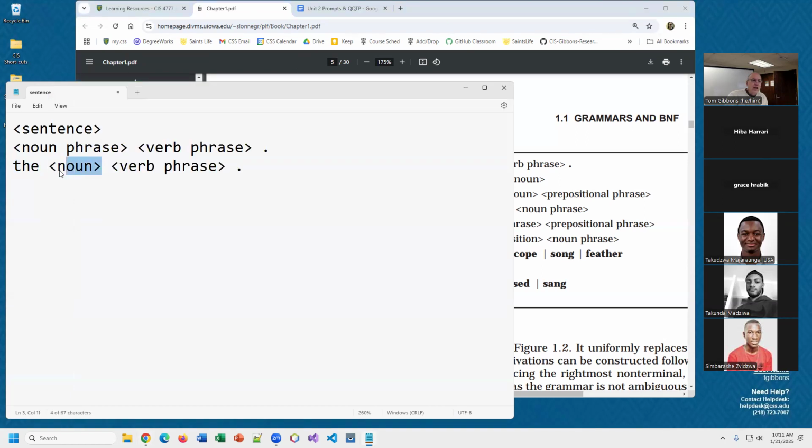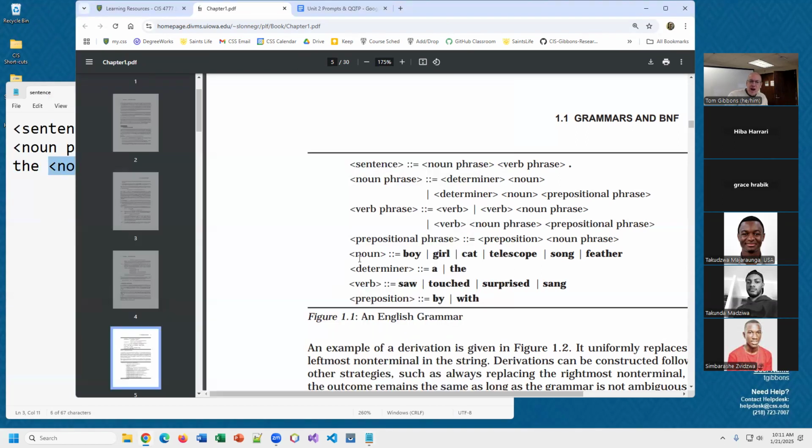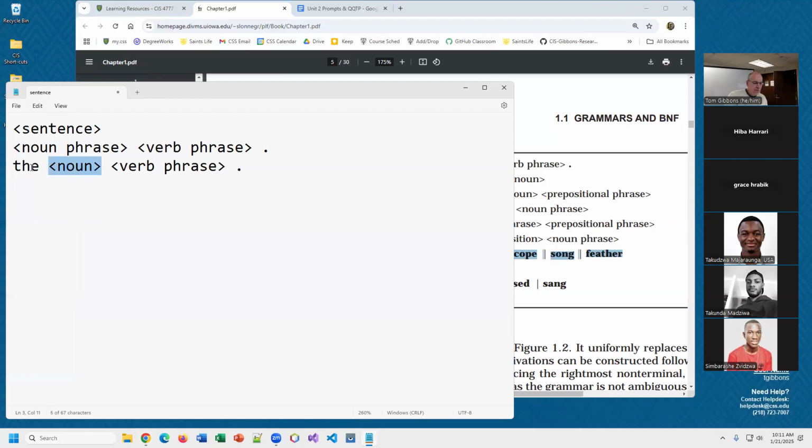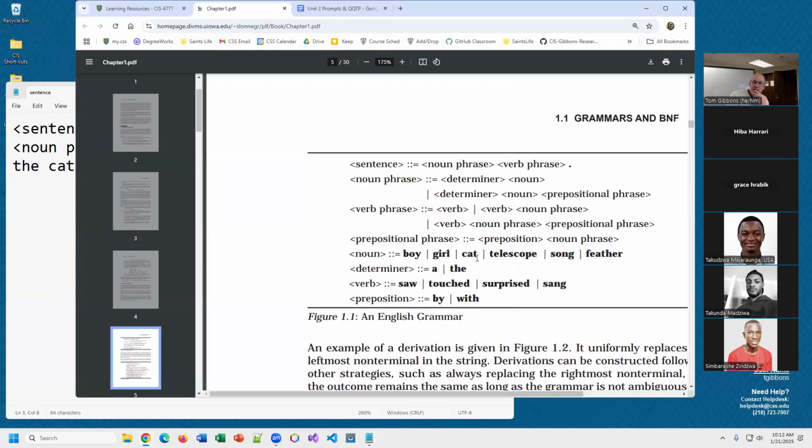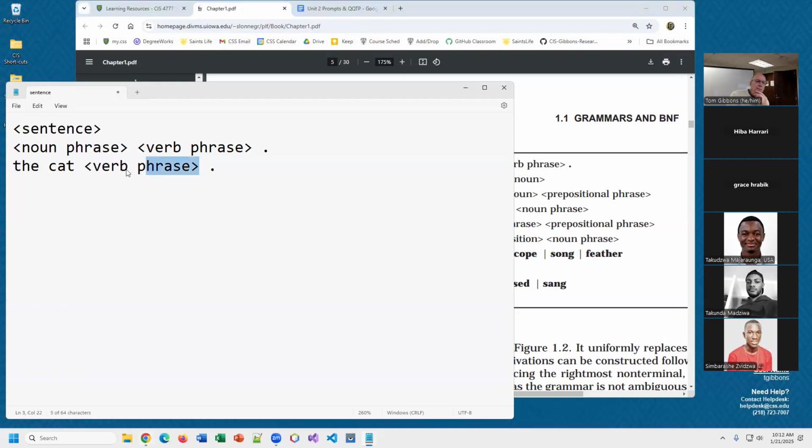We have a noun. So again, we can put a noun in here. For noun, we have a choice: boy, girl, cat, telescope, song, feather. We can choose any of those here. So let's just pick cat, I guess. We're going to substitute for noun and put in cat as our object. And we keep doing this until we have no more of these, what we call non-terminal objects.